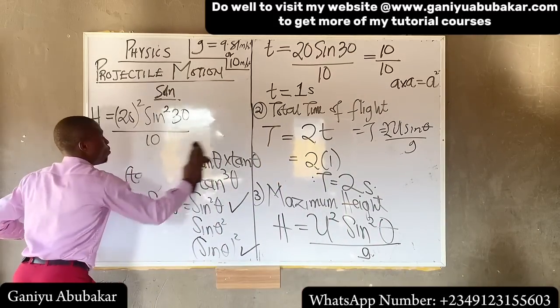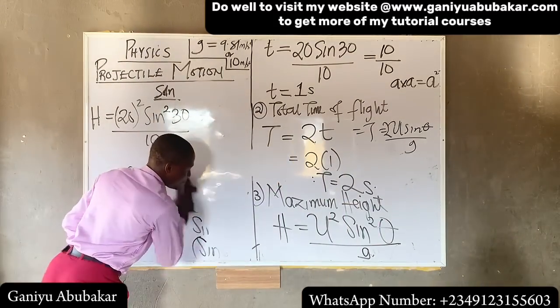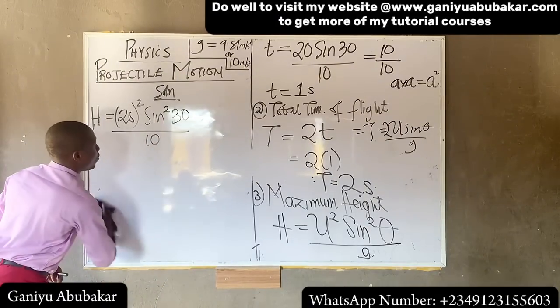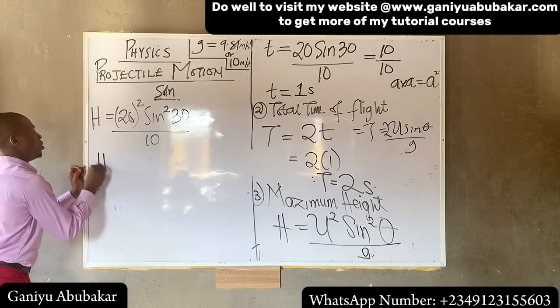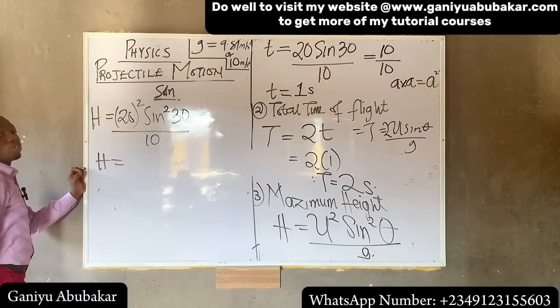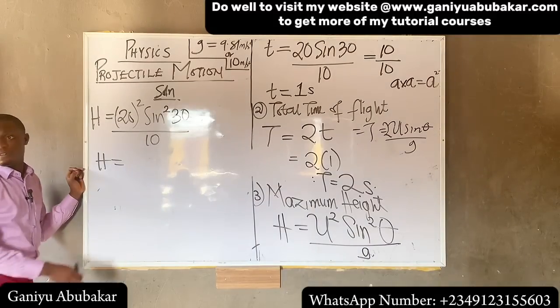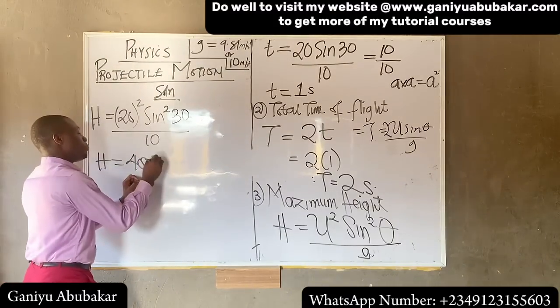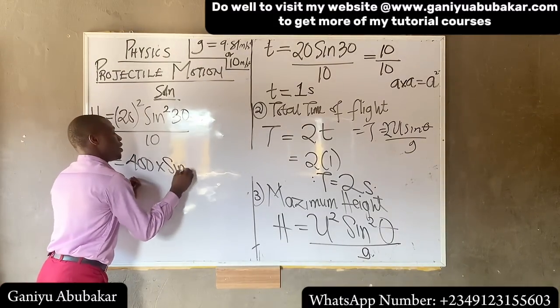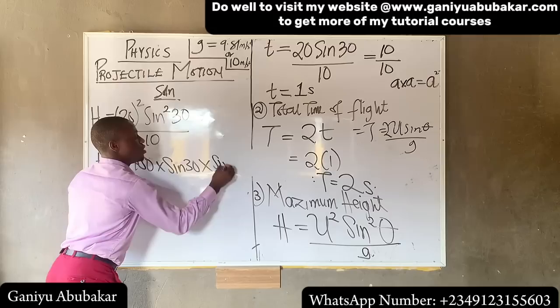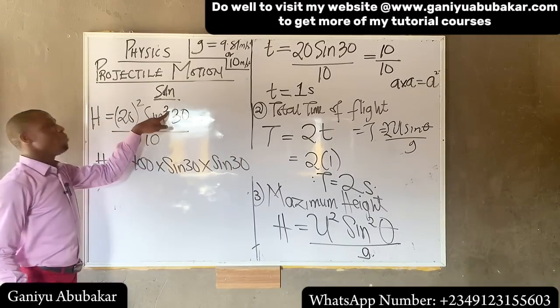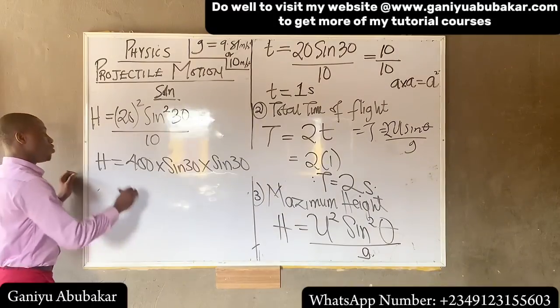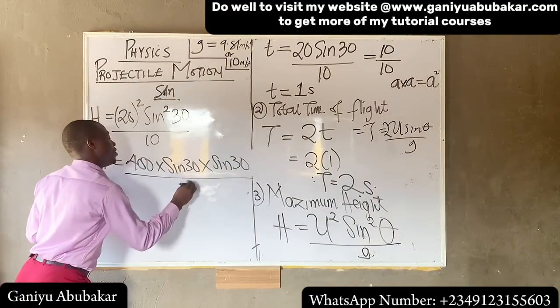From there now, I'm coming. So look up, please. From here, I'll have that h equals 10 squared, 400, times sine 30 times sine 30. Square means 2 times. So over, I have 10 there.